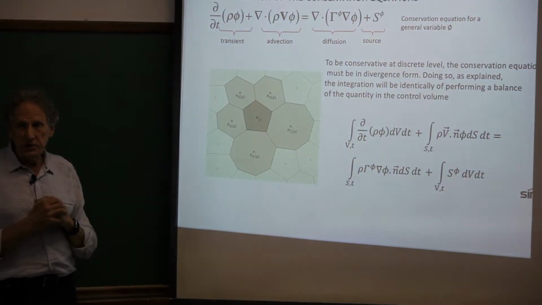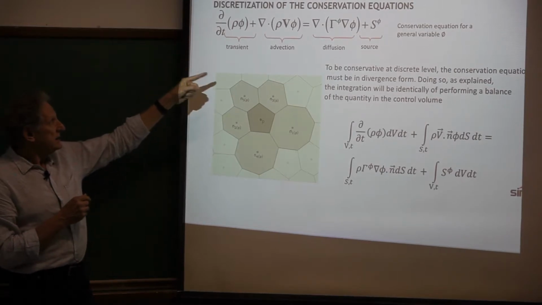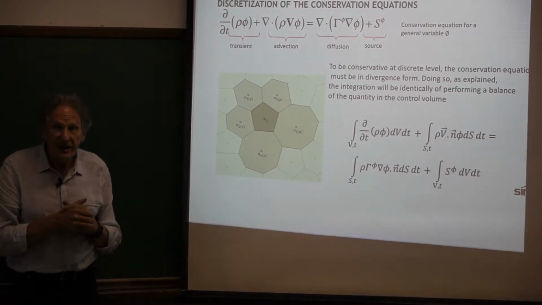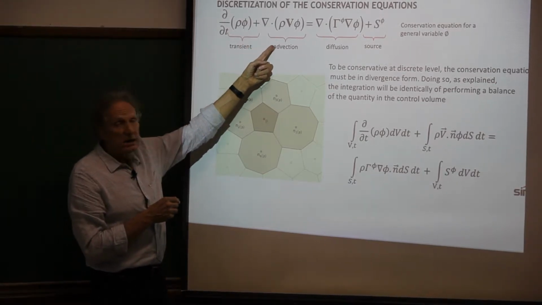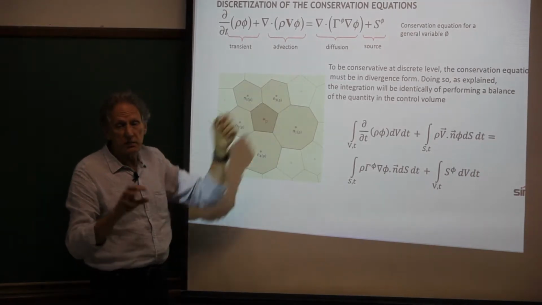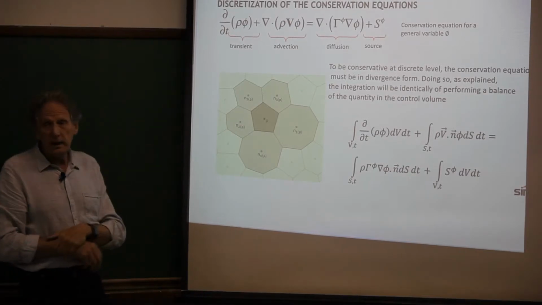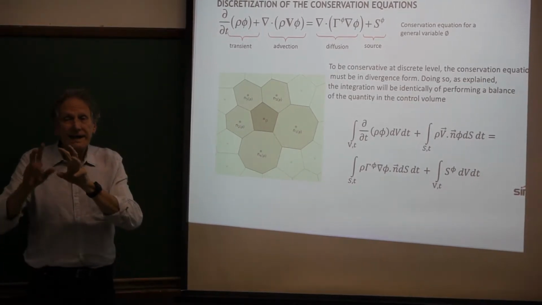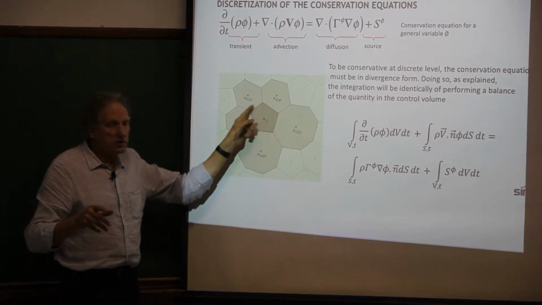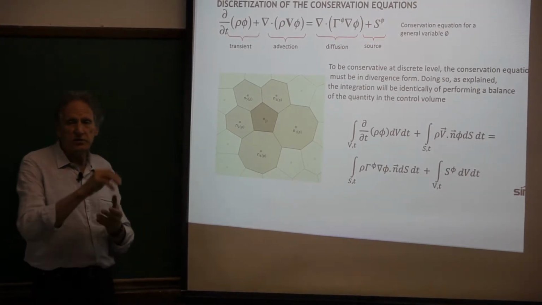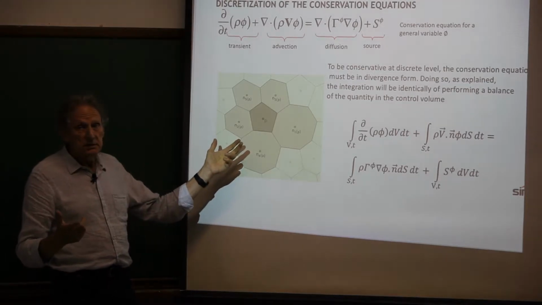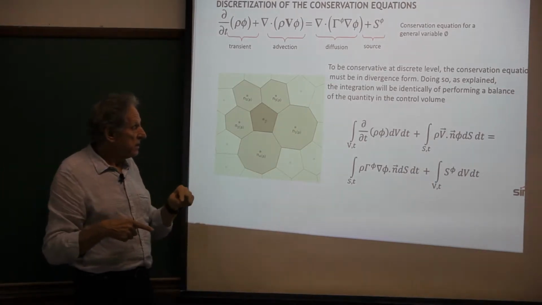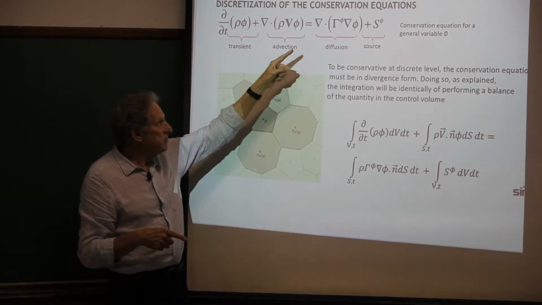Let's have a look at our equation. Our equation has a transient part, advection, diffusion, and a source term. You can see here that this equation is in its divergence form. So this is the divergence of the advection term, equal to the divergence of the diffusion term, plus some source term, and a transient part. We are seeing here a control volume. It doesn't matter how this control volume was constructed. Now it's a control volume, you are doing the balance on this control volume. So we have to integrate our equation, with integration in space and time.